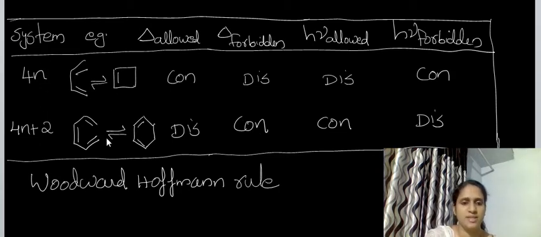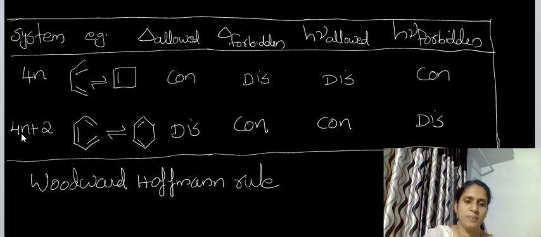This is the summary of the Woodward selection rule, 4n system and 4n+2 system. These are the examples for 4n system and 4n+2 system. In the case of 4n system, thermally allowed rotation is con and thermally forbidden rotation is dis. Then photochemically allowed rotation is dis, photochemically forbidden rotation is con.